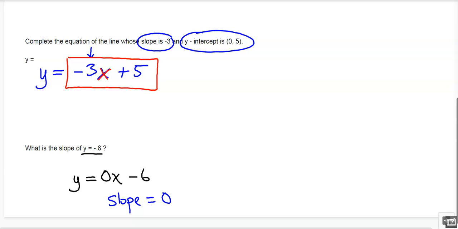All right, and remember, the line y equals -6, we learned this in some previous Khan lessons. Y equals -6 is a horizontal line that crosses right there. So that's the line y equals -6. And remember, horizontal lines always have a slope of 0.